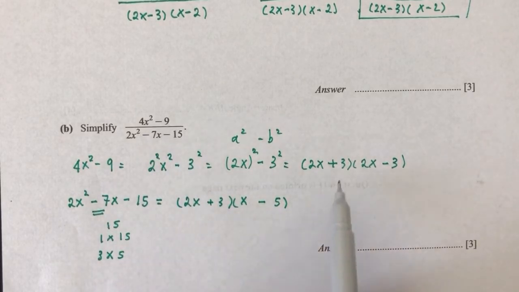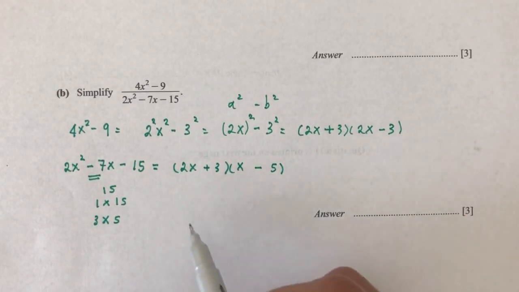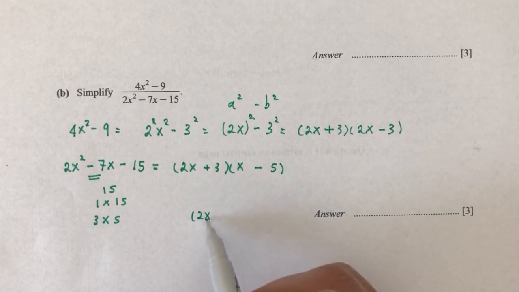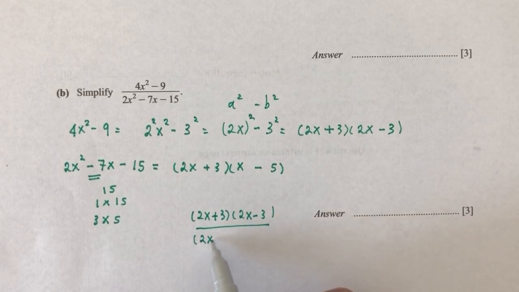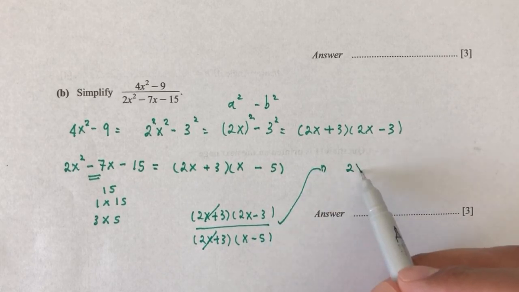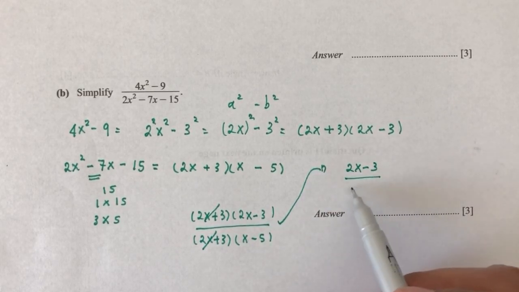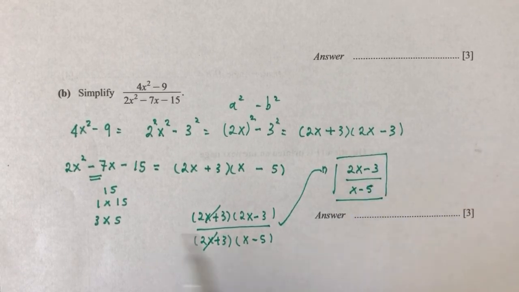So now we will place it back in the fraction. The top is 2x plus 3 times 2x minus 3, divided by the base, which is 2x plus 3 times x minus 5. This and this are the same. So what's remaining is 2x minus 3 divided by x minus 5. And this is your answer for part B.